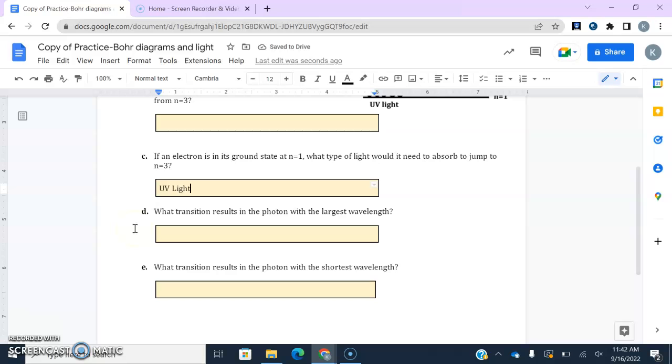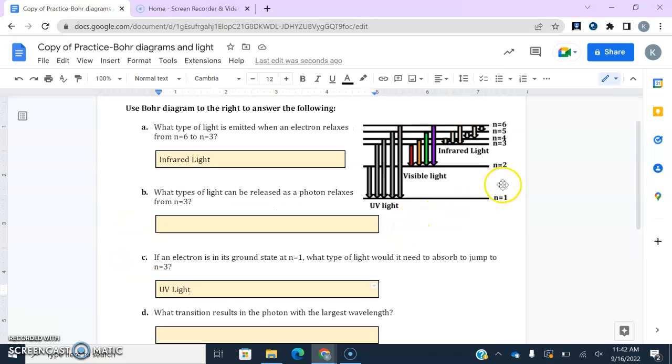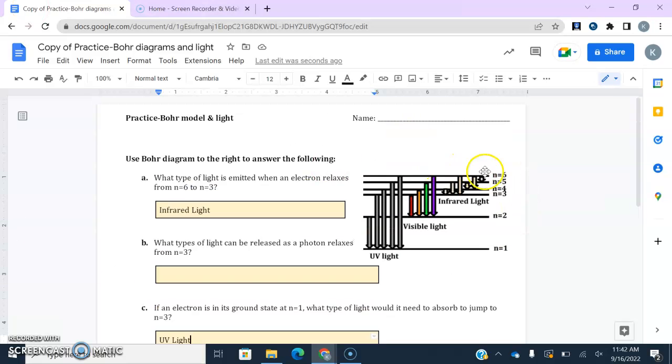And then what transition results in the photon with the largest and the shortest wavelength? Just remember for that one, the larger wavelengths or the longer wavelengths are going to be infrared. And then as we go towards the shorter one, that's going to be UV lights. Okay, so just a couple of questions there to help with this.